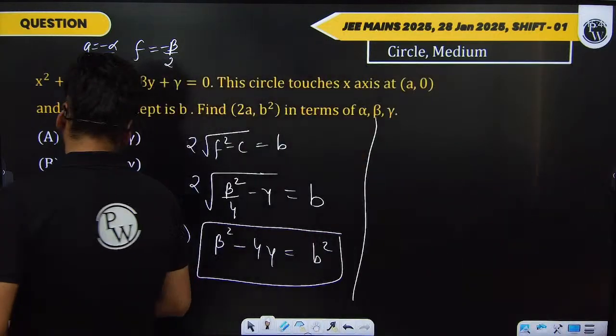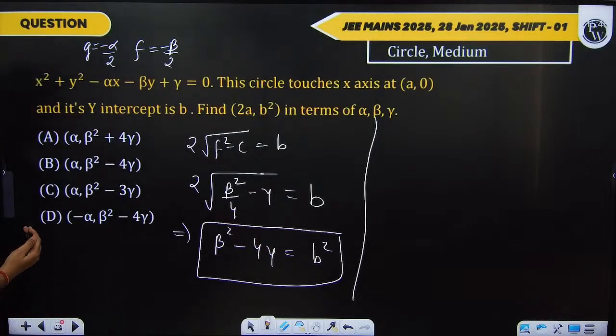That means either your answer will be B option or your answer will be D option. This and this cannot be the answer. Now coming to calculating 2a.